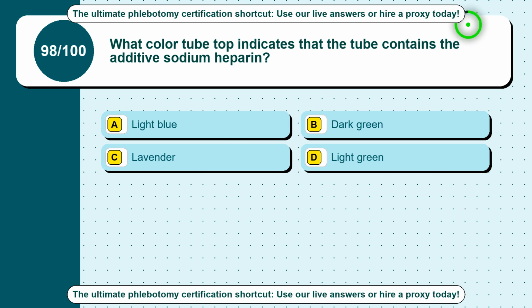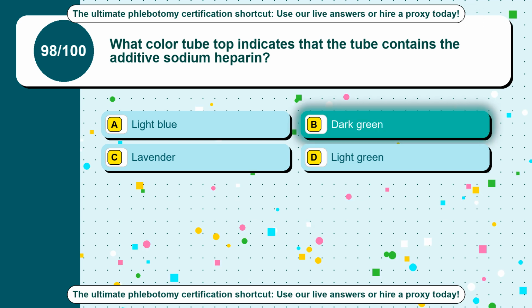Question 98. What color tube top indicates that the tube contains the additive sodium heparin? Option A. Light blue. Option B. Dark green. Option C. Lavender. Option D. Light green. The correct answer is option B.